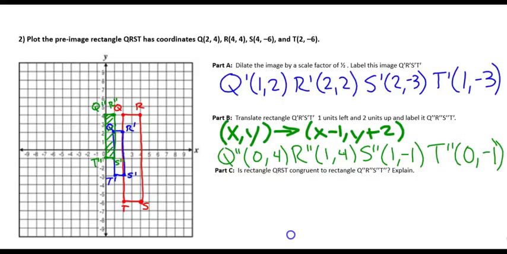And it says, is rectangle QRST congruent to rectangle Q prime R prime S prime T prime? Well, the answer to that is no, because they're not even the same size. If we look at Q prime R prime S prime T prime, it is a scale of QRST, the preimage.